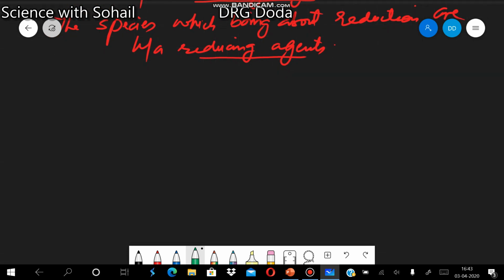Now in the definition of redox reaction, we said that these are the processes in which both oxidation and reduction take place together. That means at the same time or simultaneously. To explain that, take the case of reaction between zinc oxide and carbon. When zinc oxide is heated with carbon, we get zinc and carbon monoxide.